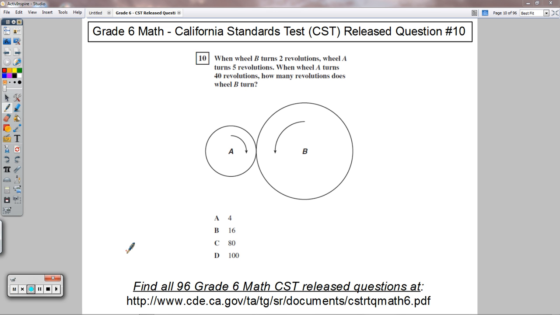Number 10, when wheel B turns 2 revolutions, wheel A turns 5 revolutions. When wheel A turns 40 revolutions, how many revolutions does wheel B turn? So this looks like a proportion problem to me right here.